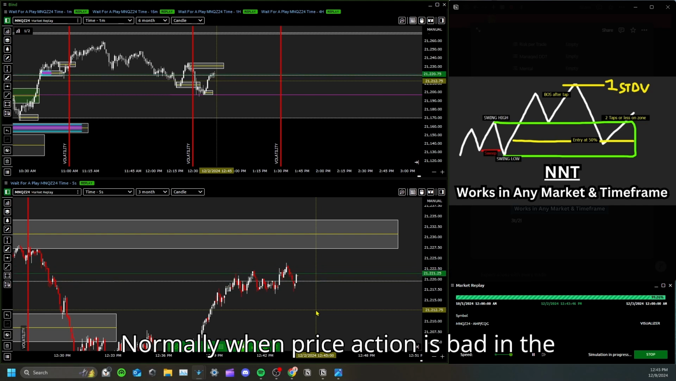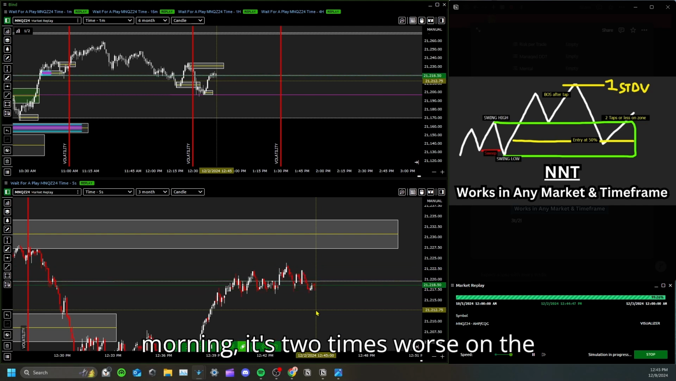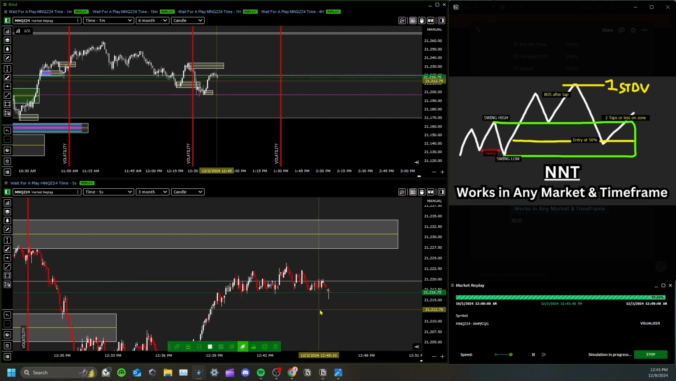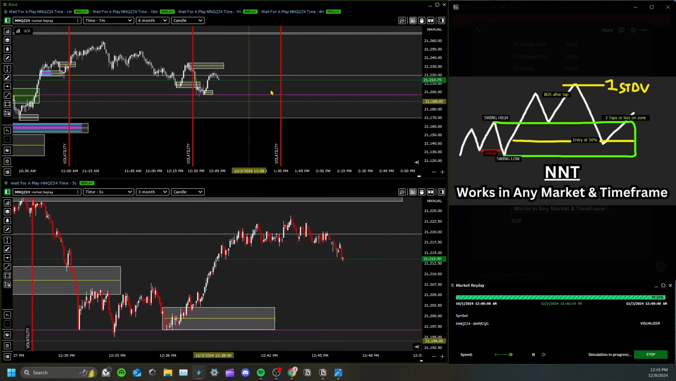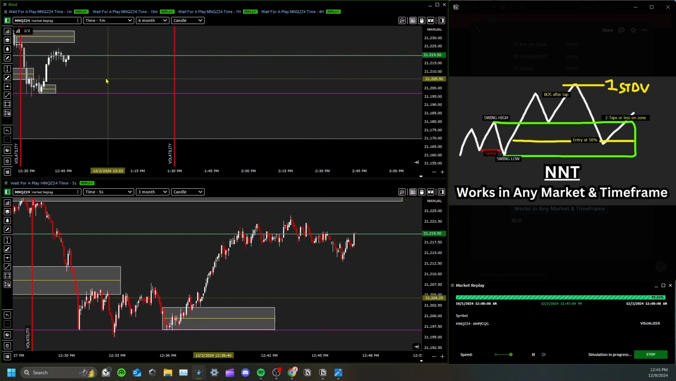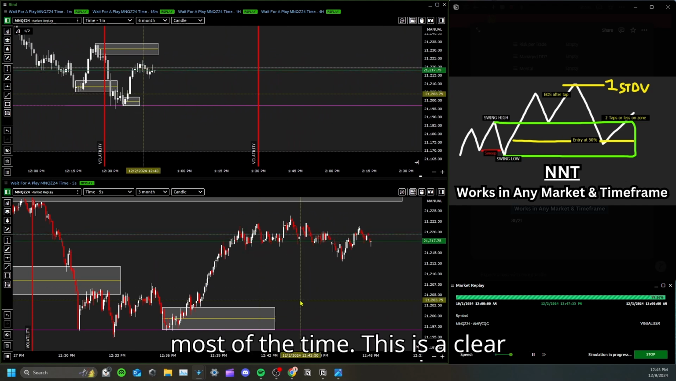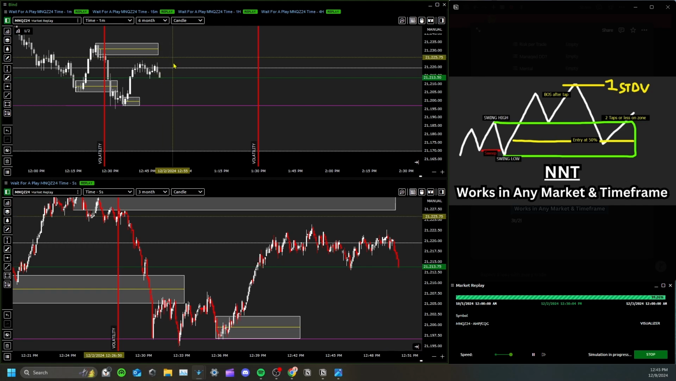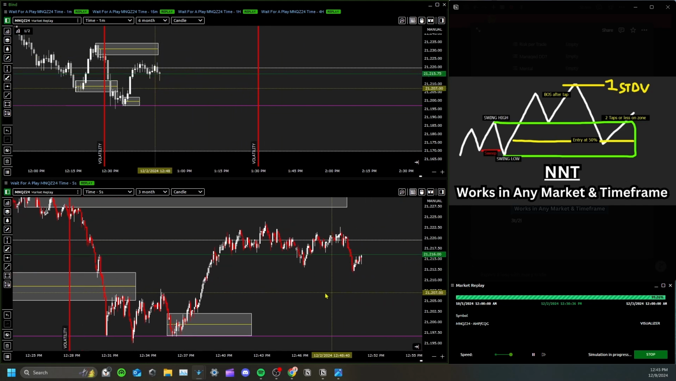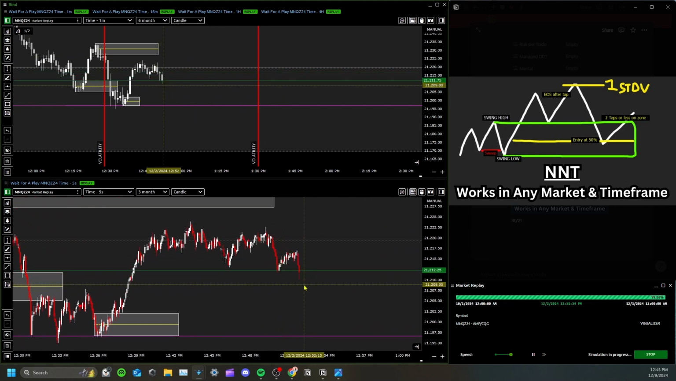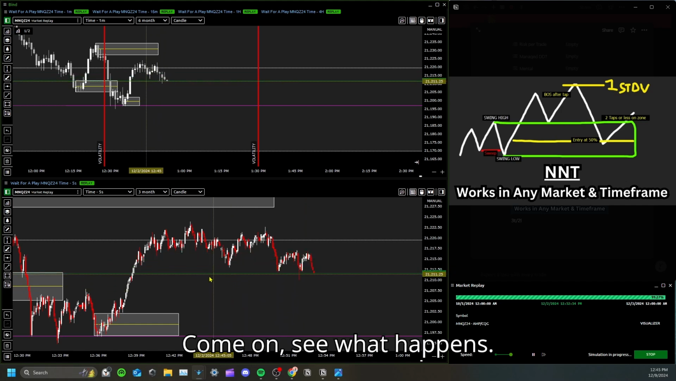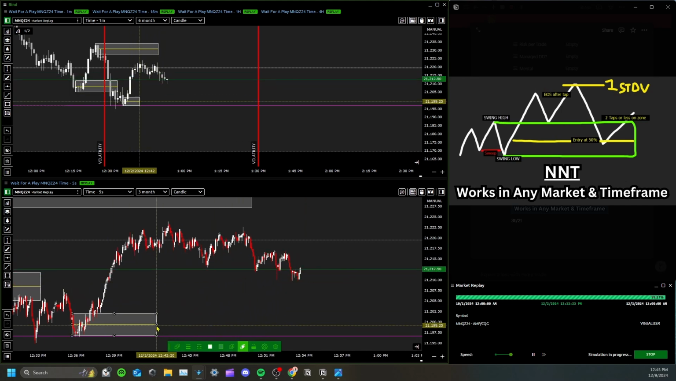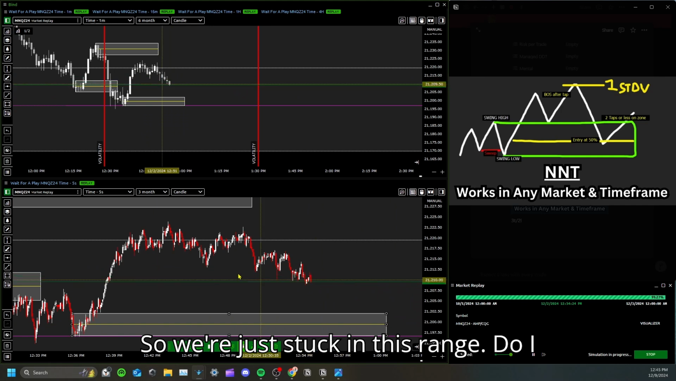Normally when price action is bad in the morning, it's two times worse in the afternoon. Most of the time, not all the time, but most of the time. This is a clear example. It's just gonna be chopping. Come on, let's see what happens. So we're just stuck in this range.